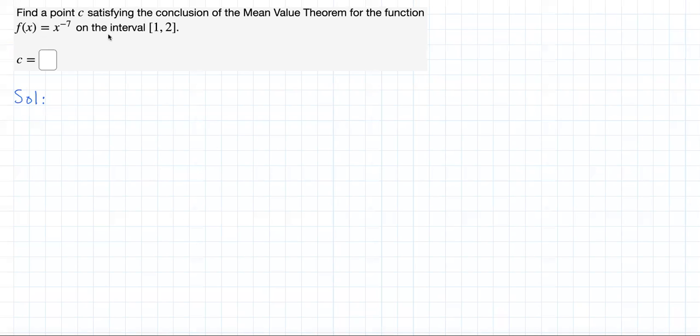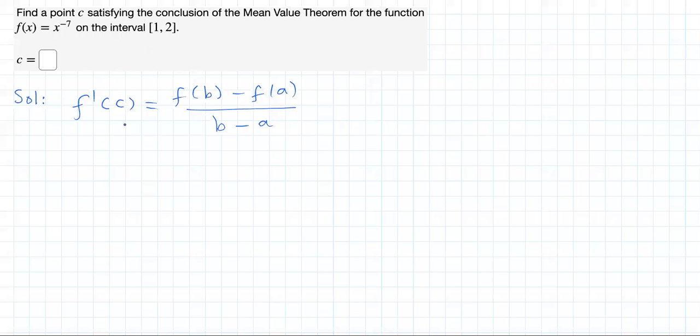Find a point c satisfying the conclusion of the mean value theorem for the function f of x equal x raised to -7 on the interval [1, 2]. Solution. We know that the conclusion of the mean value theorem is f prime of c equal f of b minus f of a over b minus a, right?